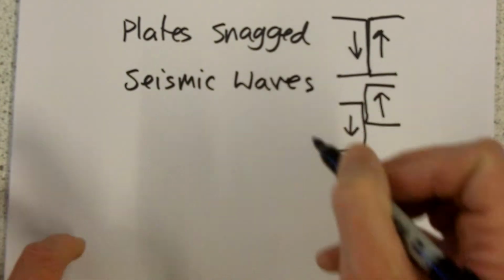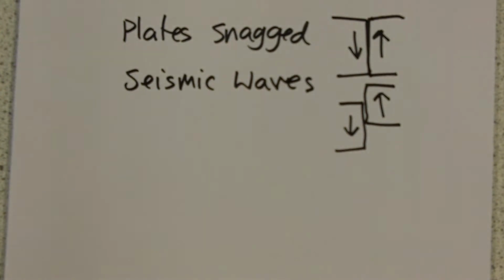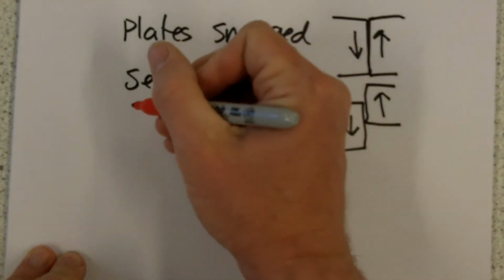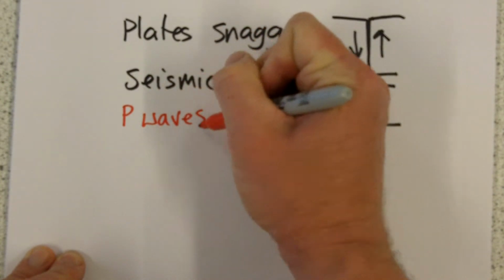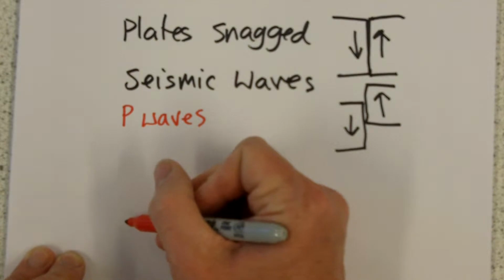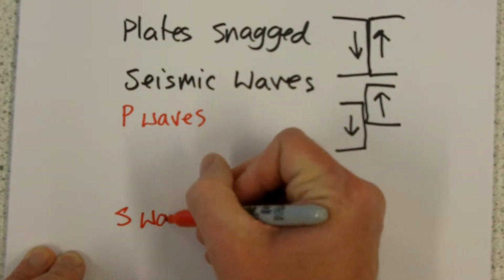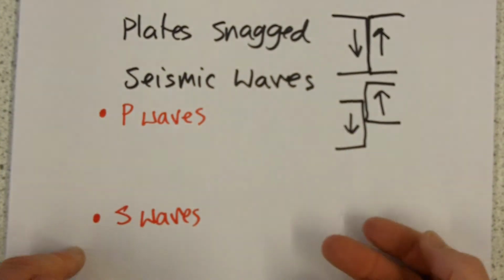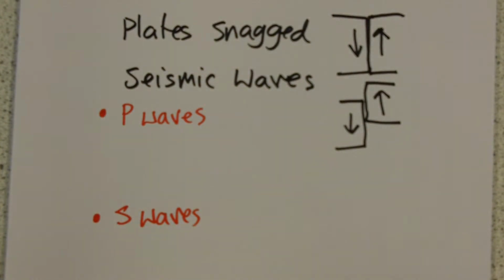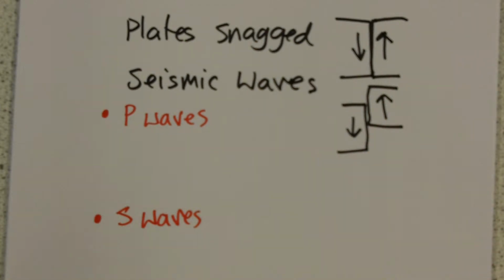And we're going to look at two types of seismic wave. We're going to look at P waves, and we're going to look at S waves. Now, as well as being a destructive force that causes damage on a wide scale, earthquakes can also cause tsunamis. If the earthquake happens under the ocean, that can lead to a tsunami, which can also be devastating.